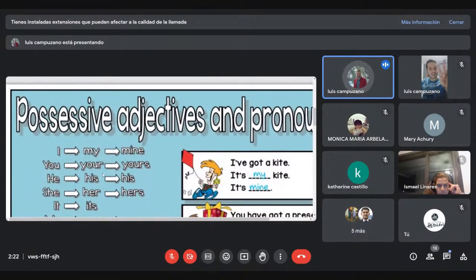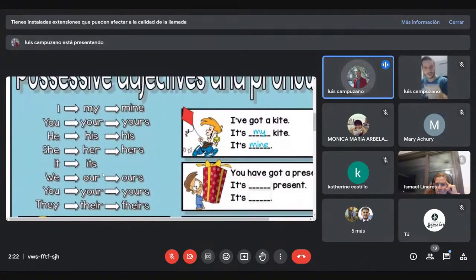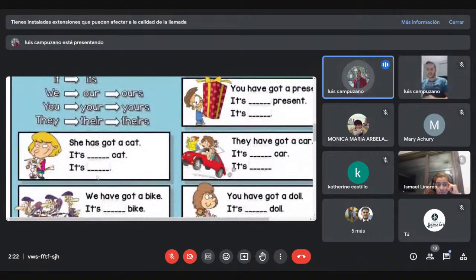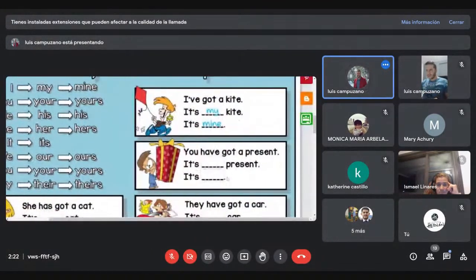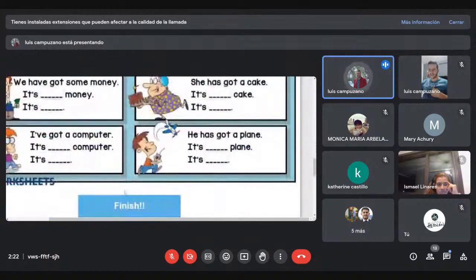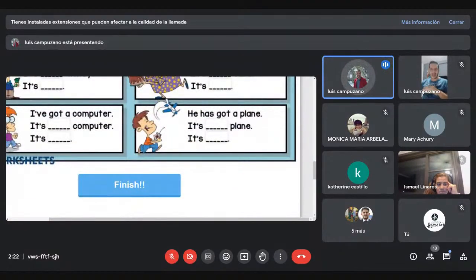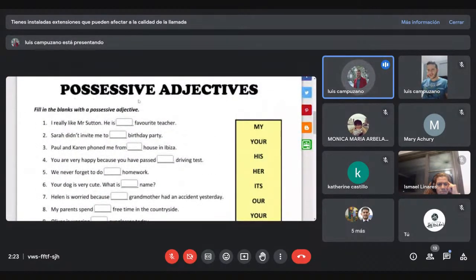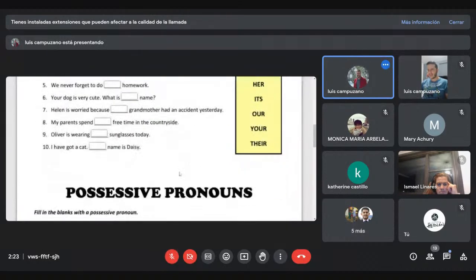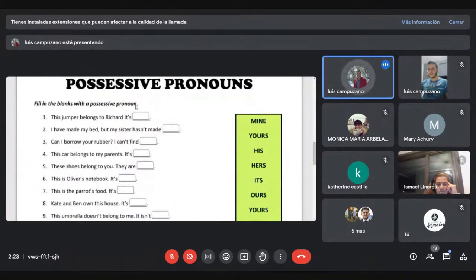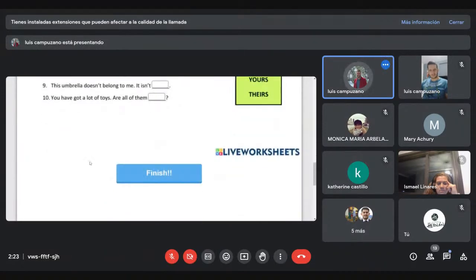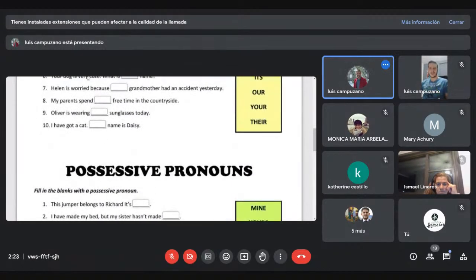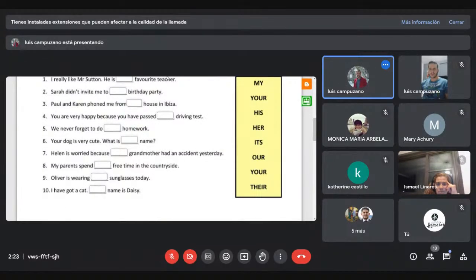This one, we're going to practice both. Vamos a practicar ambos, the possessive pronoun and the possessive adjective. And here we have an example. I've got a kite. It's my kite. It's mine. So you're going to do that for these sentences here. And finally, the last exercise is this one here. In the first section, you're going to practice possessive adjectives. And in the second section, you're going to practice possessive pronouns. And that's it. Okay, so let's do these three exercises to practice these pronouns.